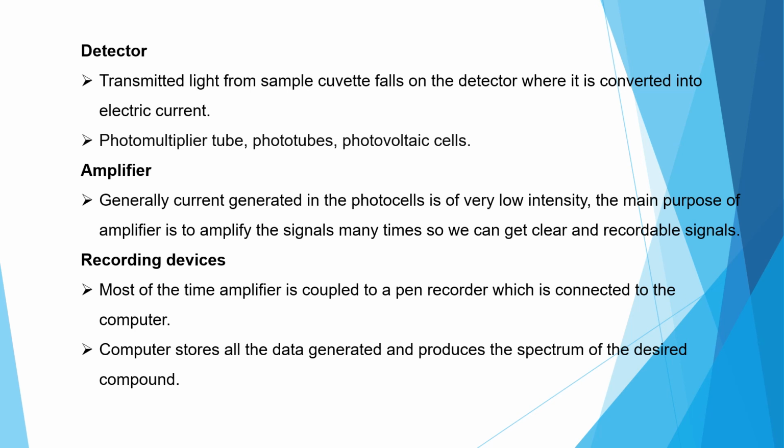Then the signal obtained from the detector is given to the amplifier. The signal received from the detector is amplified by the amplifier, and then it is given to the recorder, where the recorder can record the output either in the form of a graph, or as absorption values, or in the form of absorption spectra. Okay, so this is about the instrumentation of UV visible spectroscopy. Thank you.